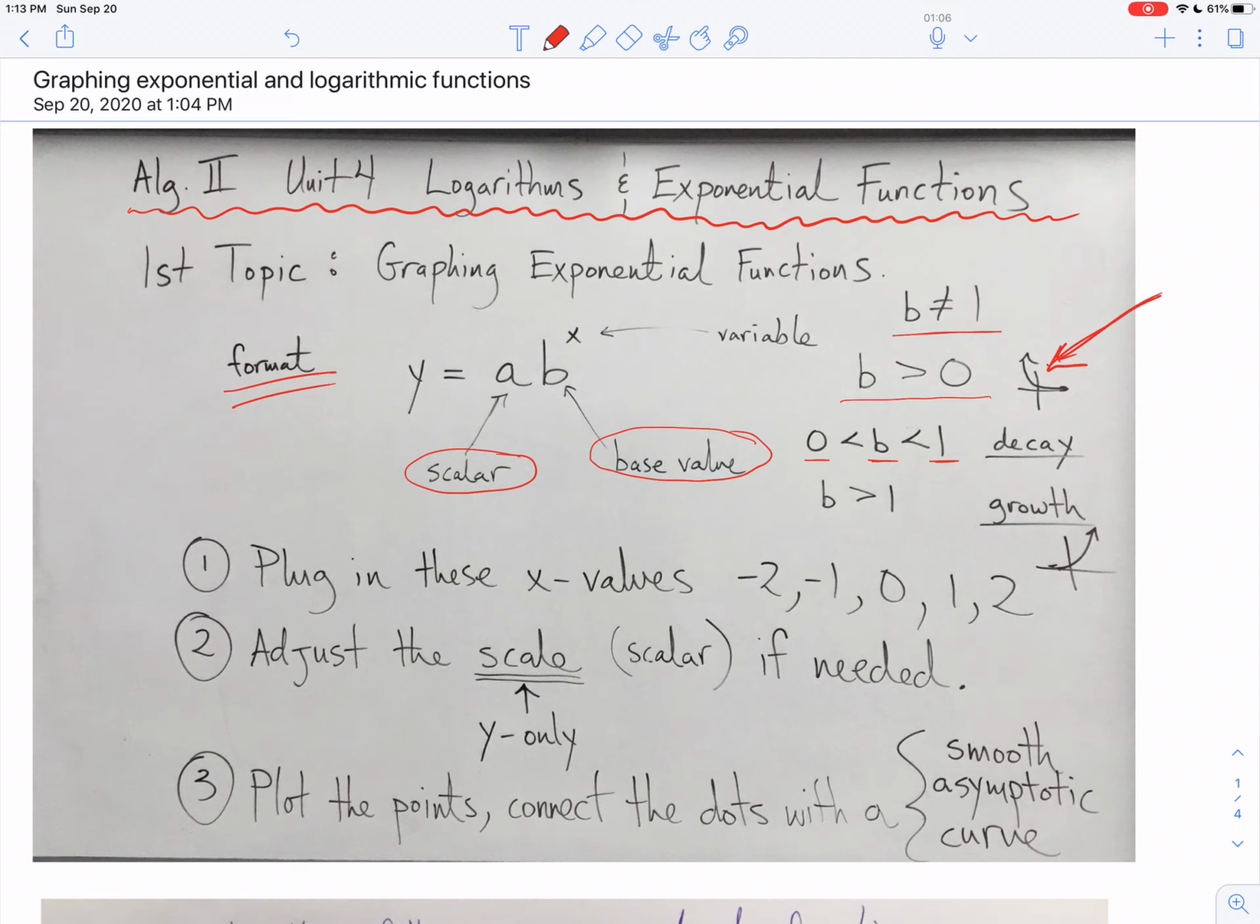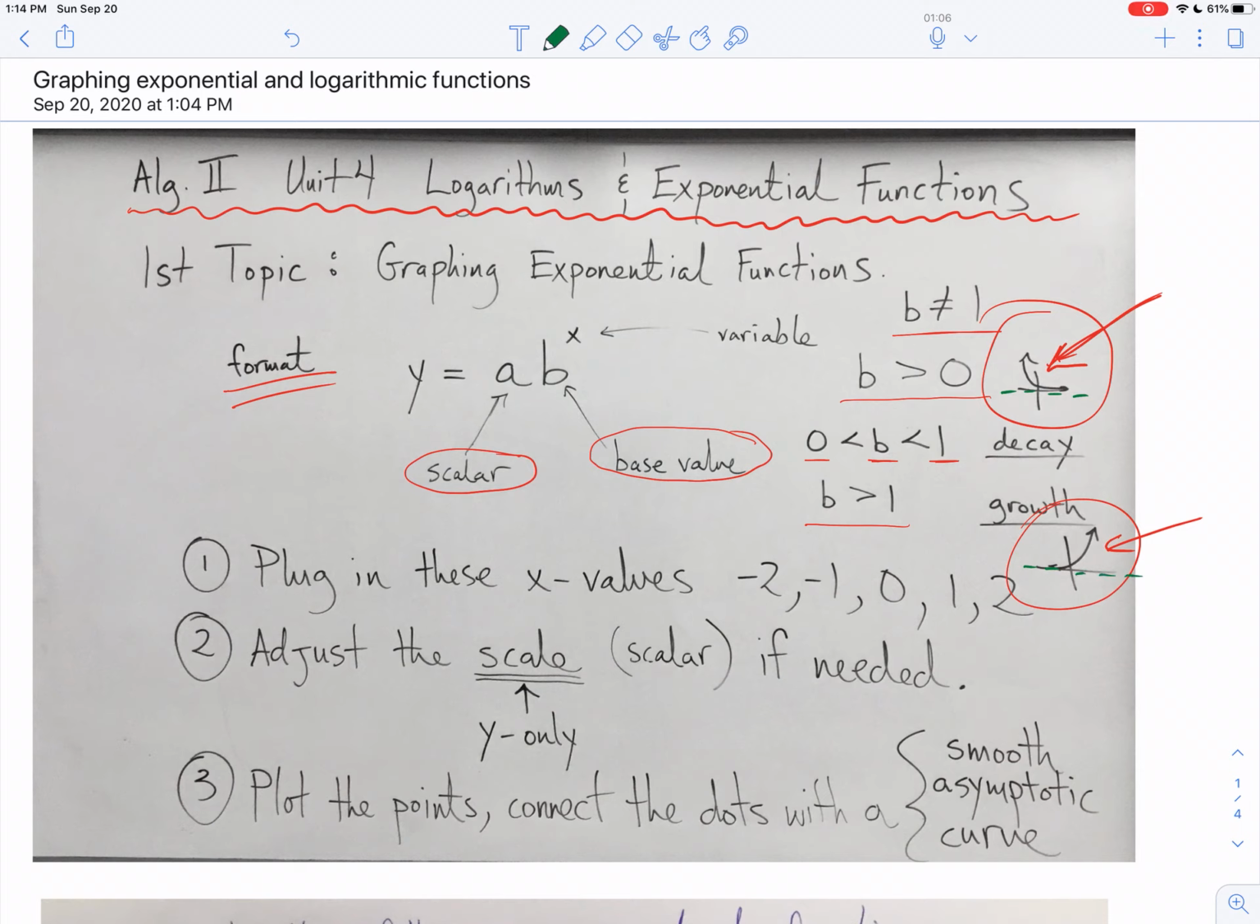But if the base number is bigger than 1, 1.2, 1.8, 3, 8.9, anything bigger than 1, you're going to get a growth model out of that. So your graph looks like that. So in the big grand scheme of things, you either have a graph that looks like this, or you have a graph that looks like this. Either way, you have an asymptote on the x-axis. So when you do your practice problems, always mark the asymptote in your graphs for me.